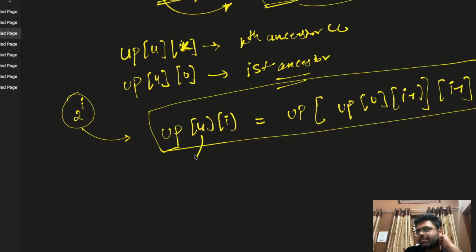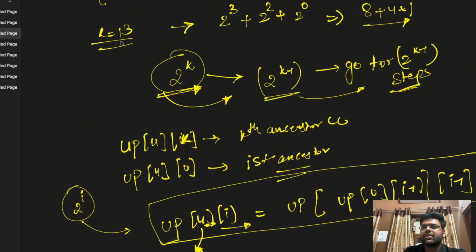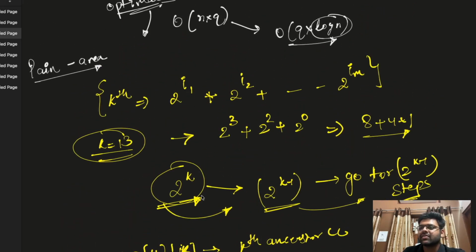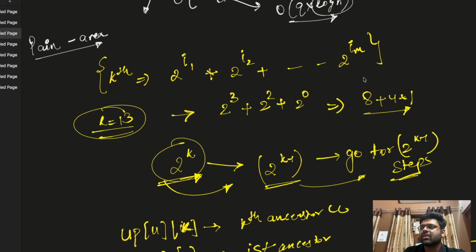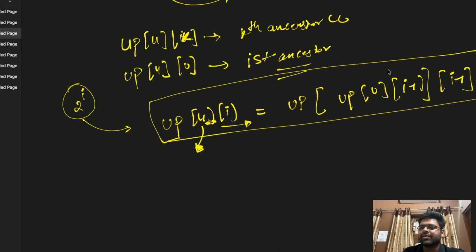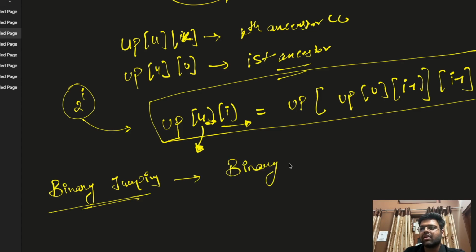If you go with this logic, you have already stored the 2 to the power ith ancestor of a particular node. If you want to find the 13th ancestor, you first go to its 2 to the power 3rd, which is the 8th ancestor, then jump the 4th from there, and then again jump to the first ancestor of that. So we are doing a kind of binary jumping, and this binary jumping is called binary lifting.